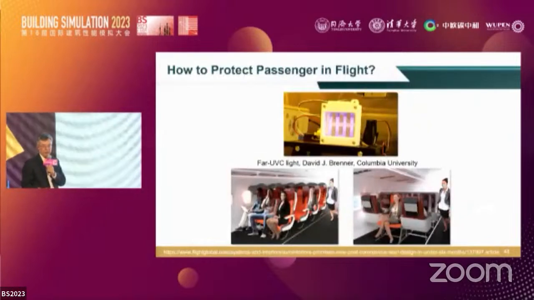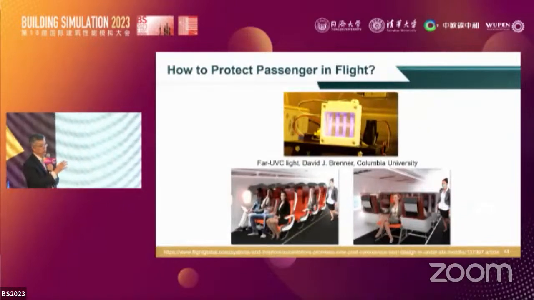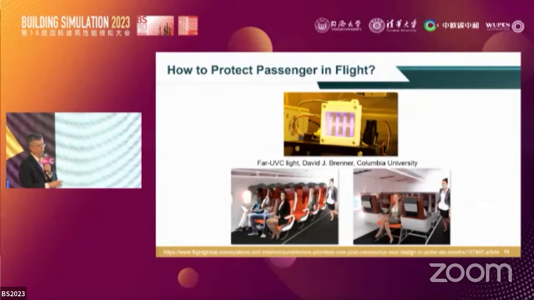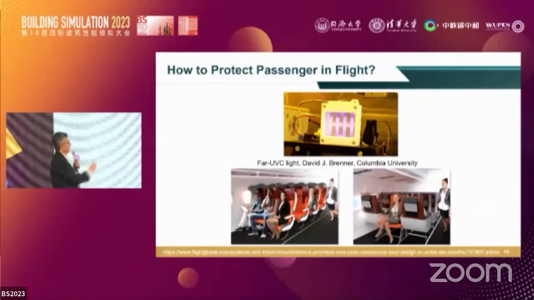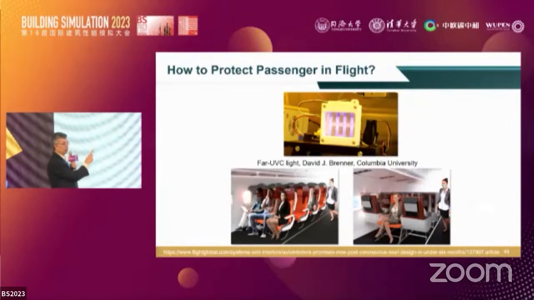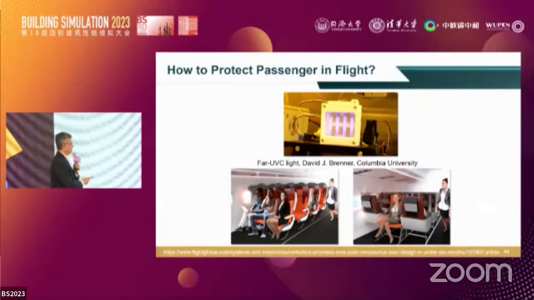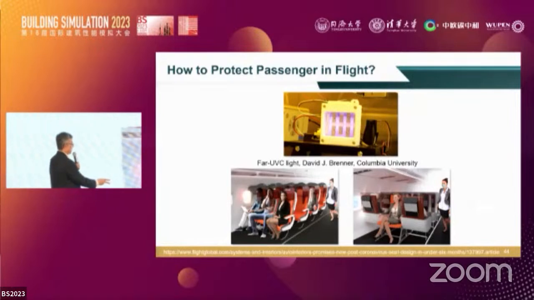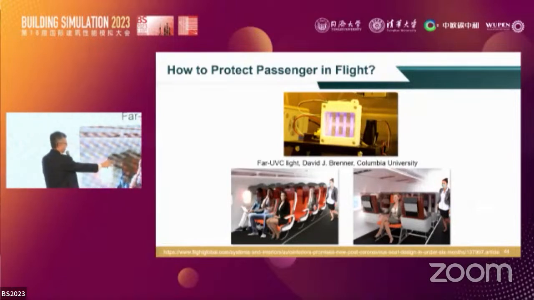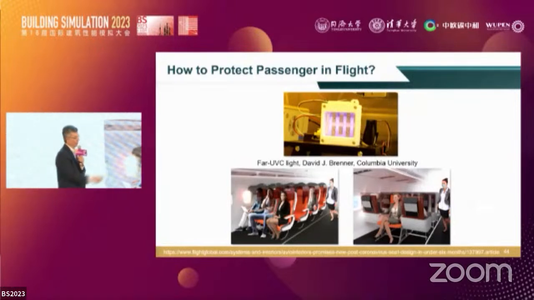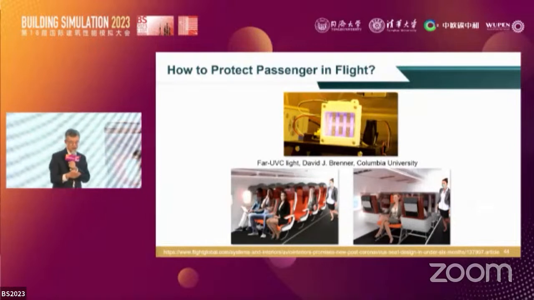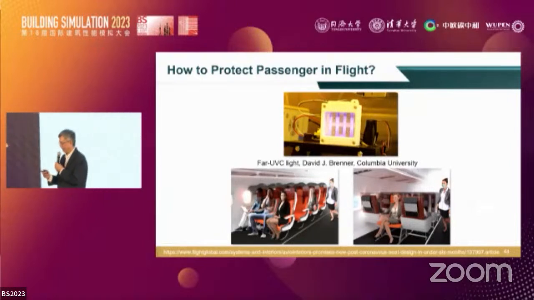And of course, later on, other researchers, for example from Columbia University, invented this UV system. This UV is not harmful to your eyes, so they can put it into the cabin. Then some other designers also designed different shields to try to block particle transmission. Quite a lot of other efforts as well.